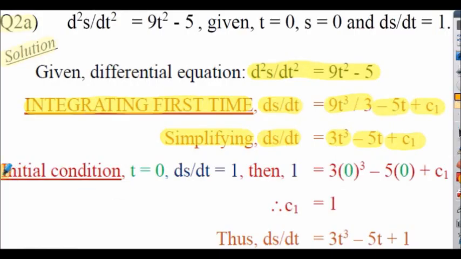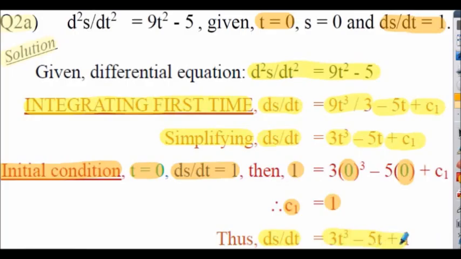And inserting our initial condition, given in the question, that t is equal to 0, ds by dt is equal to 1. So 1 on the left hand side, and then we replace the t on the right hand side with the 0, shown here and here. We can clearly see c1 evaluates to 1, so ds by dt can be written as 3t cubed minus 5t plus 1.